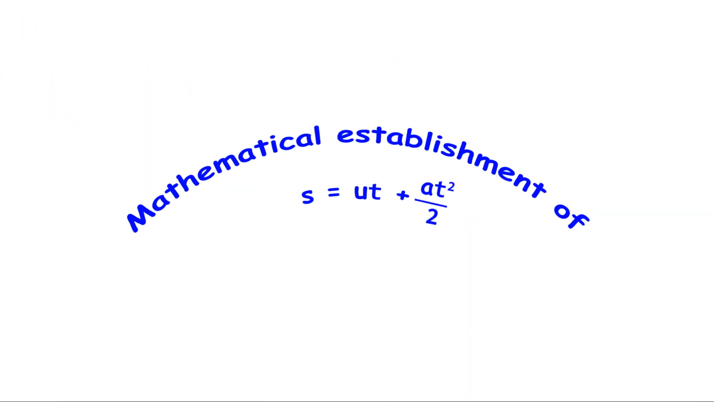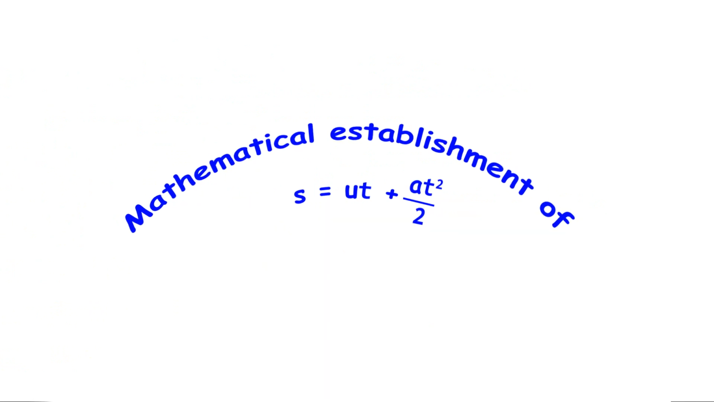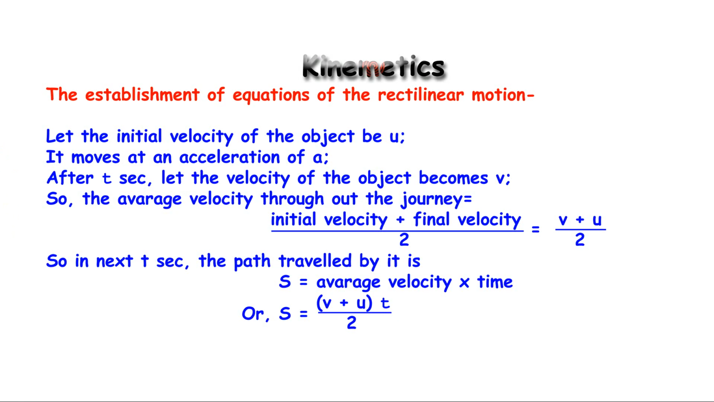We have decided earlier that the initial velocity of the object be u, and it is moving at a constant acceleration of a. After t seconds, let the velocity of the object become v. So the average velocity throughout the journey is equal to initial velocity plus final velocity by 2, that is v plus u by 2. So in t seconds, the path traveled by the object is equal to the average velocity into time. So s is equal to v plus u by 2 into t.